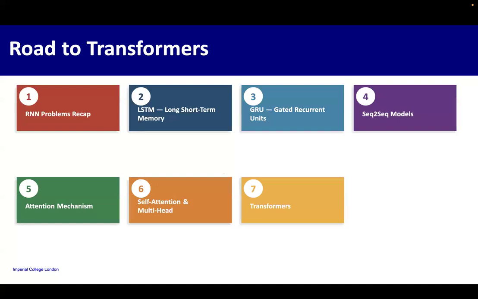So these are basically what we have been talking about previously. For example, we talked about RNN problems, that RNN cannot solve long-range dependencies.